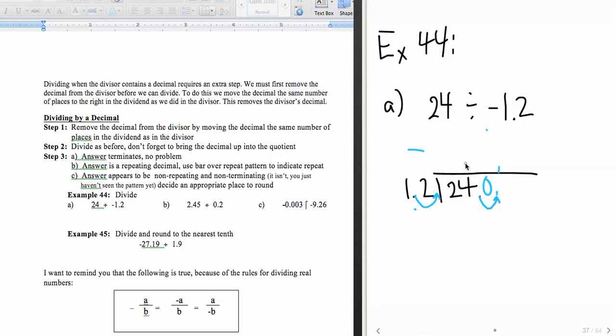So 12 will go into 24 two times with 0 left over, and 12 will go into 0 0 times. Don't forget that 0, it's really important. And so our answer is a negative 20.